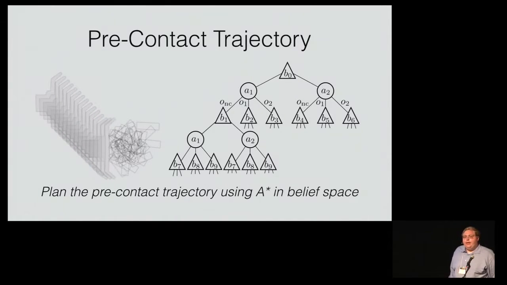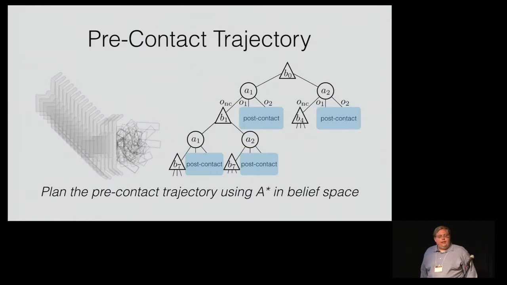We do this using an A-star search in belief space. This is efficient because we've pre-computed the solution for all post-contact nodes. This means that instead of branching on both actions and observations, we're now only branching on actions. Our post-contact policy is simply a trajectory or a sequence of actions that we execute until we observe contact with the object.